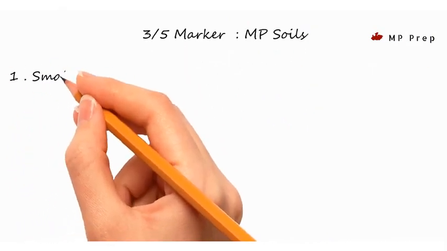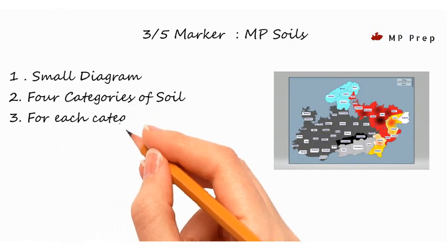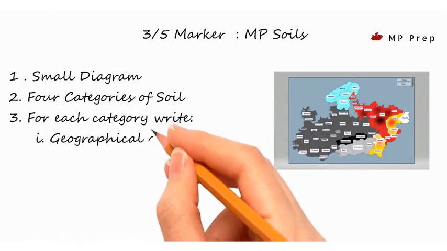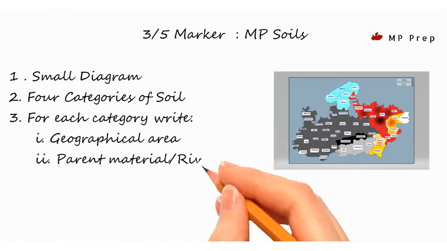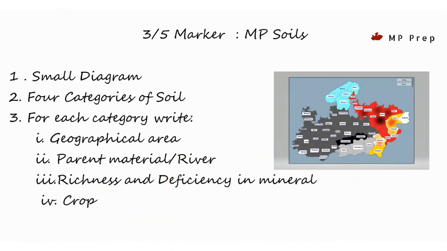What are the key points to be written in this question? Draw a small diagram. Write about the four categories of soil. For each category of soil, please mention geographical area, the minerals, the parent material, and the major crops.